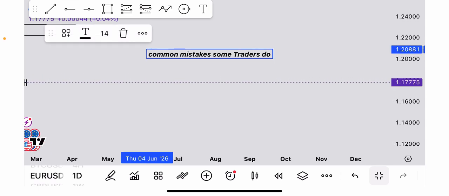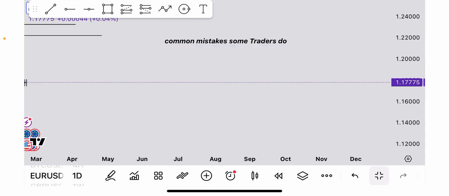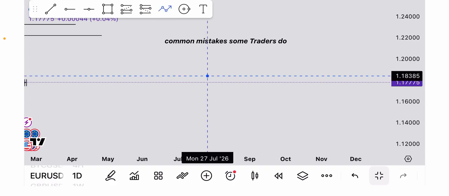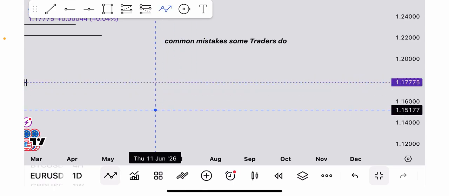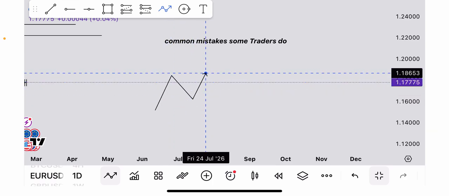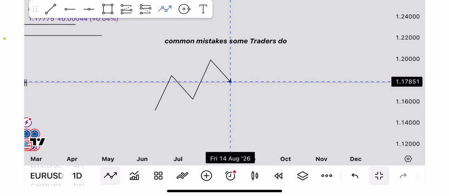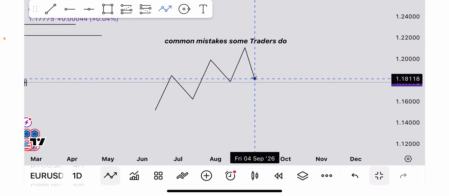So, in today's class, we are going to talk about common mistakes some traders make. We're going to talk about common mistakes some traders make in price action aspects. So, for instance, the market, now look at this price action movement.